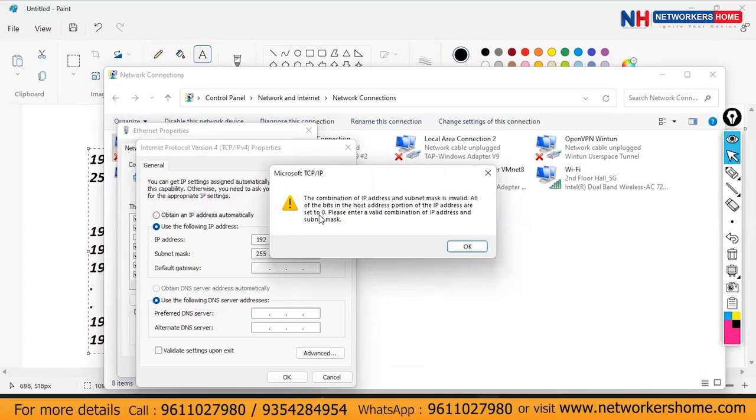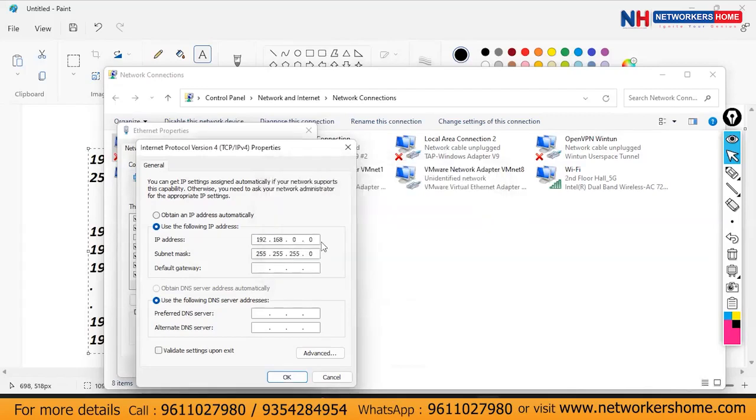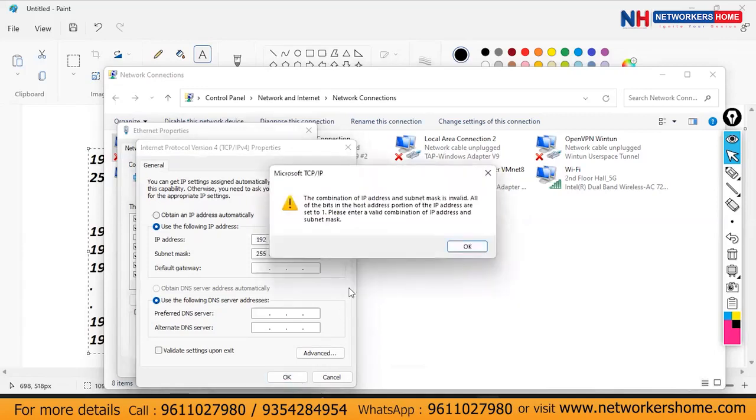The host part is minimum, and that is reserved for the network ID, so we cannot use it. Similarly, if I try to assign 255, which is the last address, it is going to complain about the host part. All of the bits in the host portion of the IP address are set to 1. When all bits are 1, it means the maximum value of the host part, and that is reserved for the broadcast address.